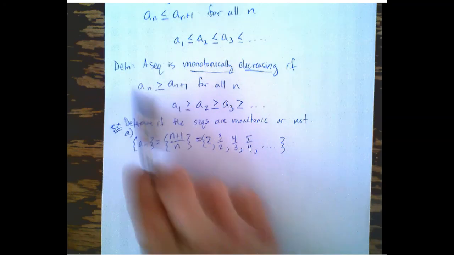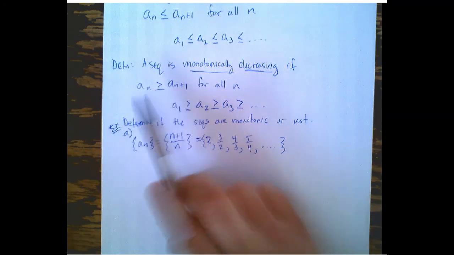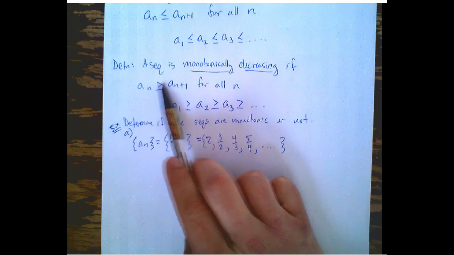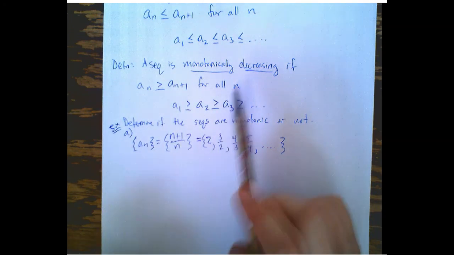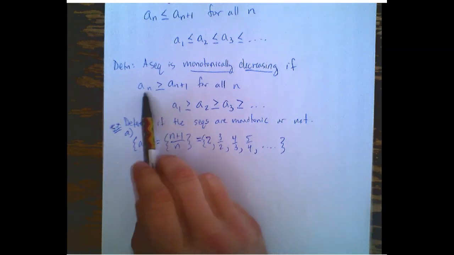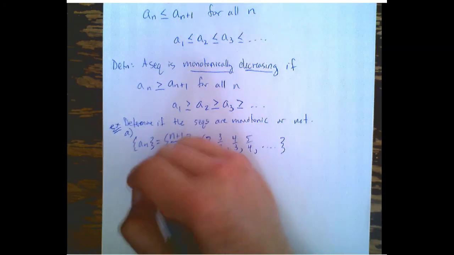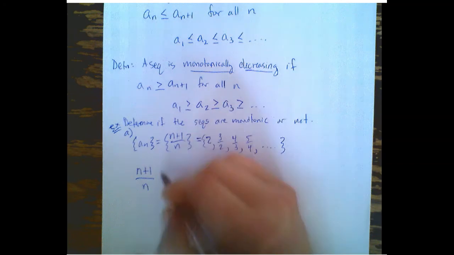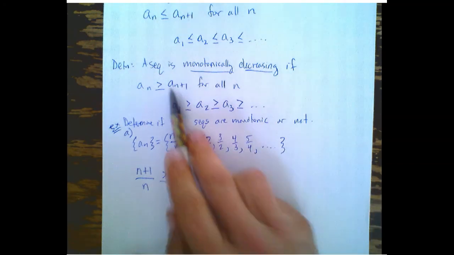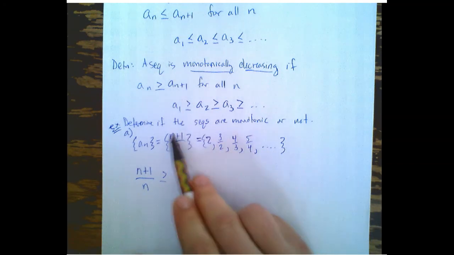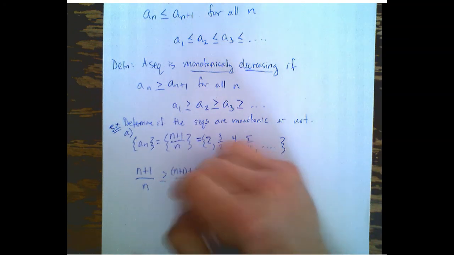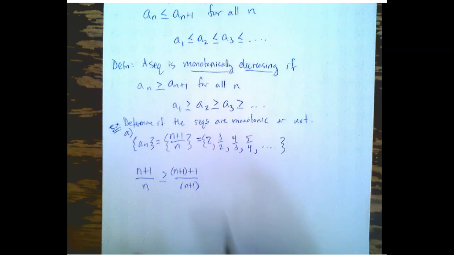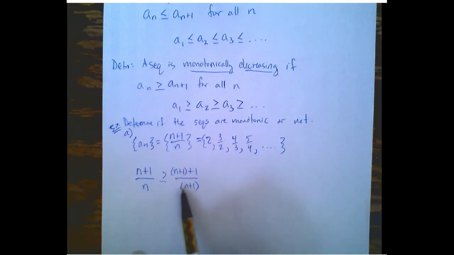We would want to test this relationship here. So that means that the nth term must be greater than or equal to the n plus first term for all n values, right? So let's test that. Well, what's a_n? a_n is just n plus 1 over n. So we want to show that n plus 1 over n is greater than or equal to the n plus first term, which is what we get if we replace n with n plus 1. So it would be n plus 2 over n plus 1. We want to definitively say that this relationship is true, okay?